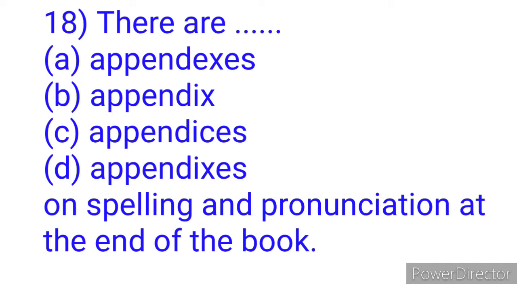The essence of this question is to test your understanding of homonyms. Homonyms are words that are spelled the same but have different meanings. Here, the word appendix has two meanings. It means a tube-shaped sac found in the human intestine. Now, the plural of this appendix is appendices, as found in option C, and appendices as found in option D.